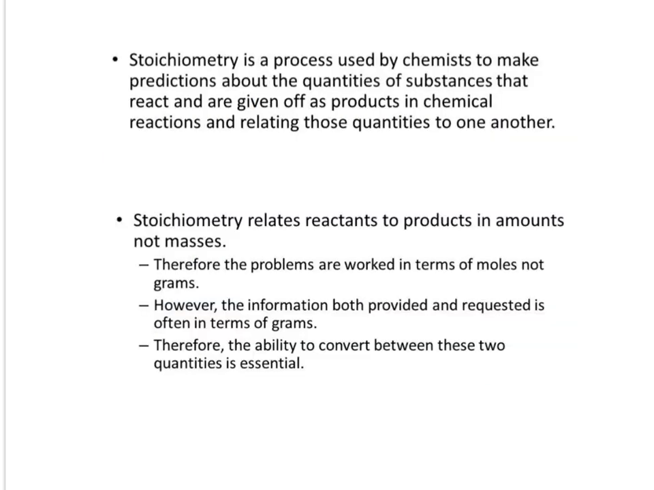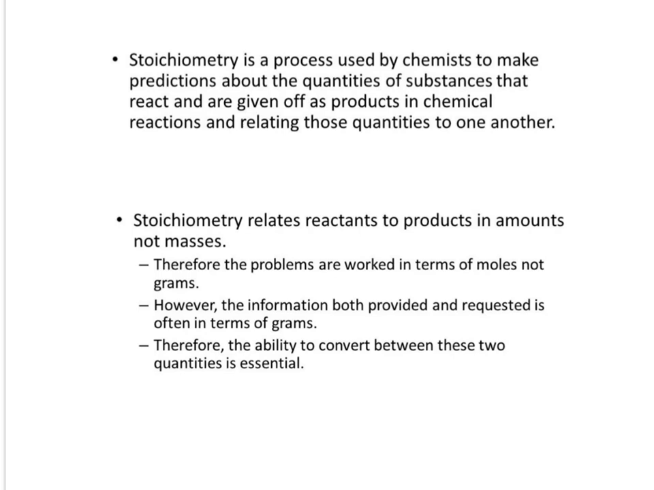So stoichiometry is a process used by chemists to make predictions about the quantity of the substances that react and are given off as products in chemical reactions. So basically it's all about industry. If I have this much reactants, how much product can I make, whether it's pharmaceuticals or plastics or whatnot.